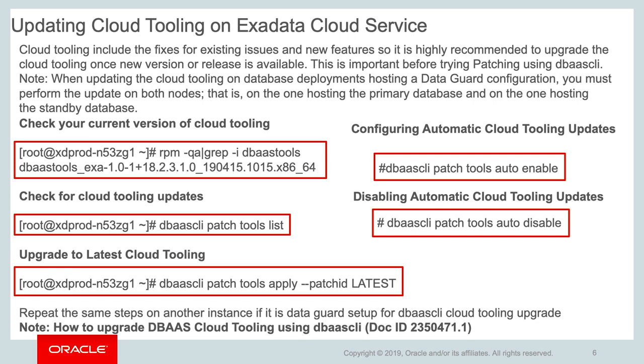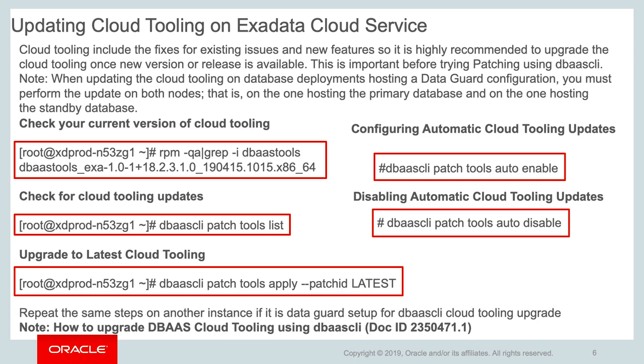The next task would be to look for the list of patches which are available for your environment. And for getting that information, you have to use dbcli patch tools list. It will list out all the possible new updates which are available for your environment, and you can either pick any specific patch you are interested in applying, or you can also update it to the latest patch. And the command for upgrading to latest cloud tooling could be dbcli patch tools apply with patch ID, and you can provide latest as an argument with this command.